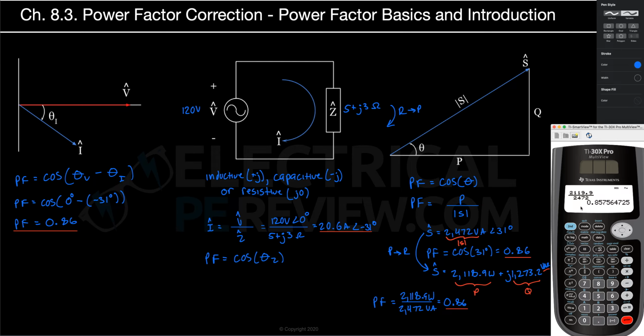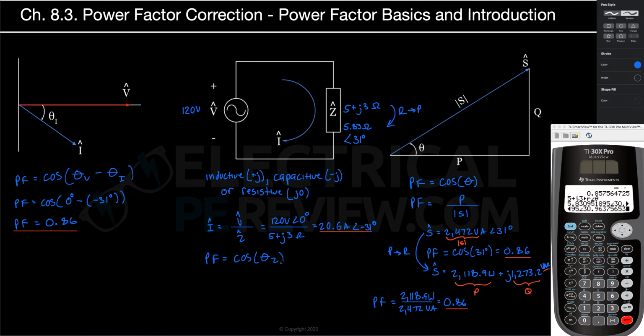All right, so in my calculator, I have 5 plus j3, and I'm going to go to my second complex menu again. This time I'm going to scroll down to number 4, which is going to convert the complex number before it to polar. So when I press enter, I've got a magnitude of 5.83 ohms at an angle of 30.9, right? Or we can say the same 31 degrees.